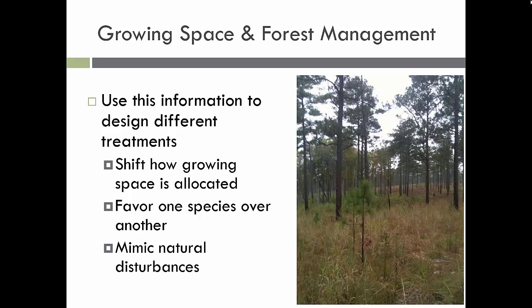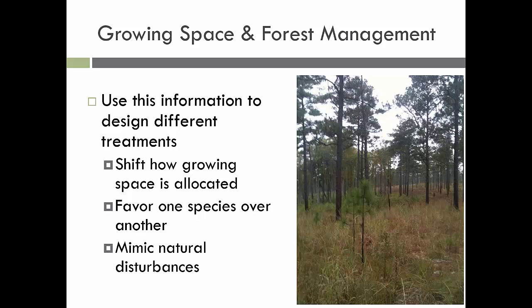So we use this information to design different treatments. We shift how growing space is allocated. And we can do this to favor one species over another. We can do this to mimic natural disturbances. In this case, this is an example of one of the pine species from the southeast. It may be longleaf or it may be loblolly. I'm not remembering right now.